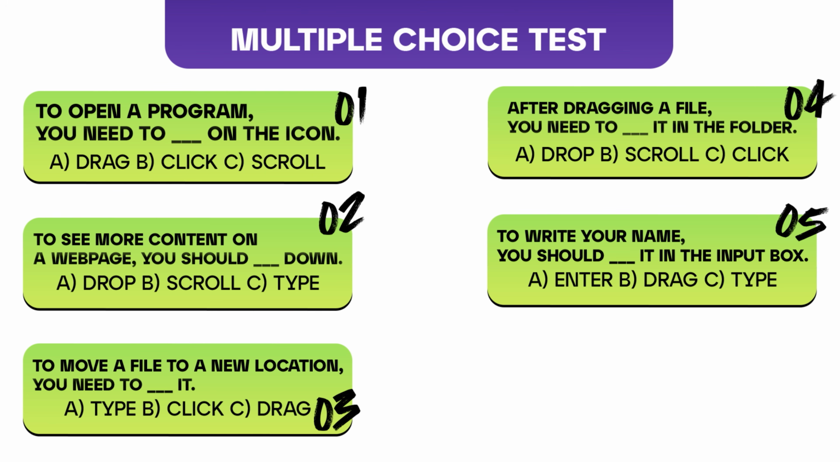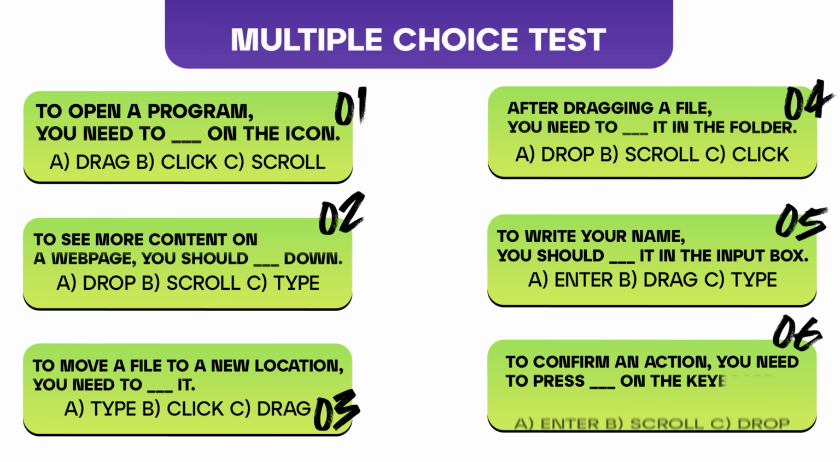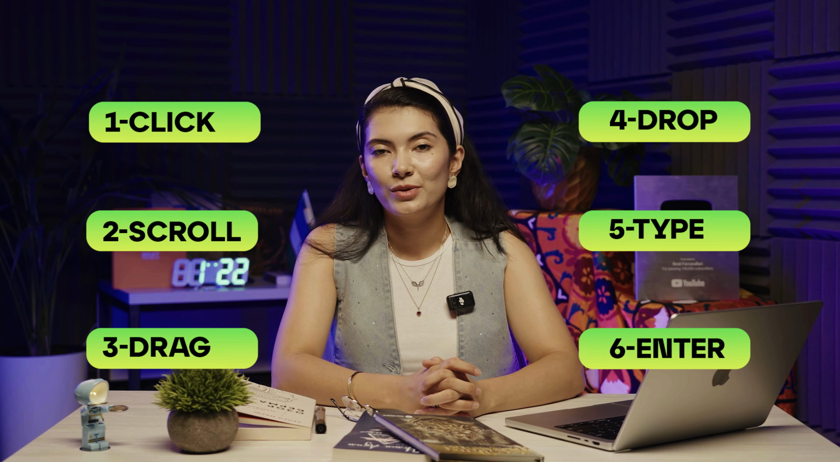To write your name, you should blank it in the input box. A. Enter. B. Drag. C. Type. To confirm an action, you need to press blank on the keyboard. A. Enter. B. Scroll. C. Drop. I do believe all of you find the correct answers for the questions.